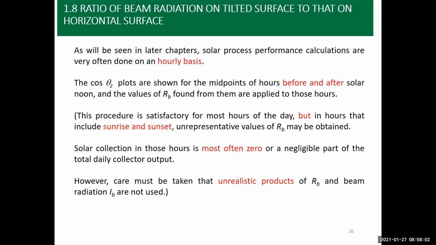So it's on an hourly basis, and we would be able to calculate the values of theta and theta z, from which we can calculate the value of RB. The values are more correct toward the middle of the day, but the accuracy is less and less if we are talking about sunrise and sunset. So there's also a limitation in the utilization of these figures.